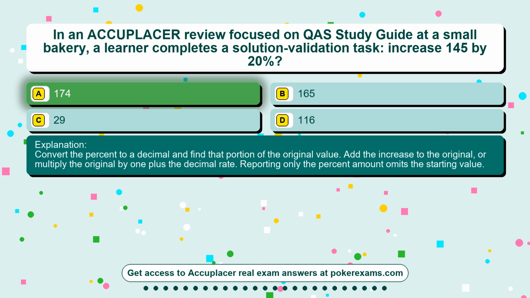Convert the percent to a decimal and find that portion of the original value. Add the increase to the original, or multiply the original by 1 plus the decimal rate. Reporting only the percent amount omits the starting value.